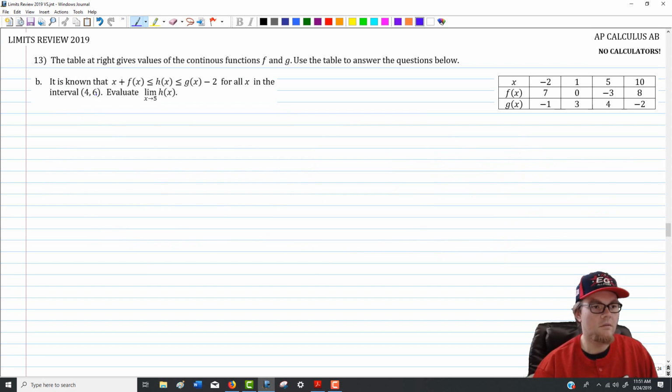For part B, we are told it is known that x plus f of x is less than or equal to h of x, whatever the function h is, which is less than or equal to g of x minus 2. And this is for all x in the interval from 4 to 6. We're supposed to evaluate this? Well, when I see that triple inequality here, that makes me think of the squeeze theorem. So this must be a squeeze theorem question.